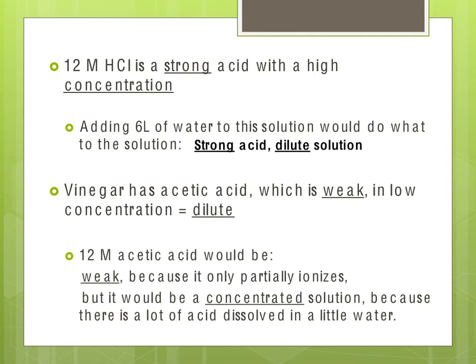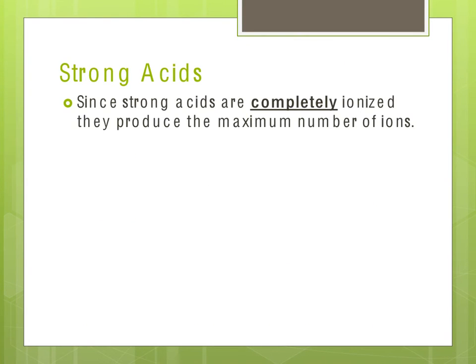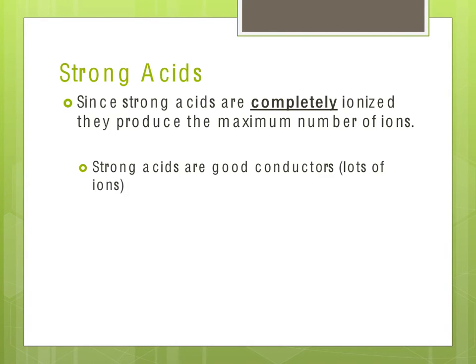So let's talk a little bit more about strong acids. Since strong acids are completely ionized, they're going to produce the maximum number of ions possible. They completely ionize, so the most ions possible are going to be formed, which makes them good conductors. Strong acids are good conductors. They have lots of ions, and if you remember from our solutions unit, that means they are electrolytes, because they conduct electricity when they are dissolved in water.